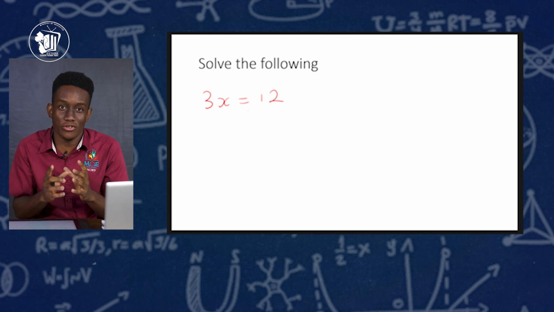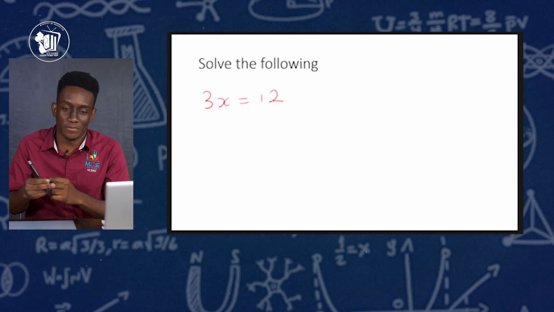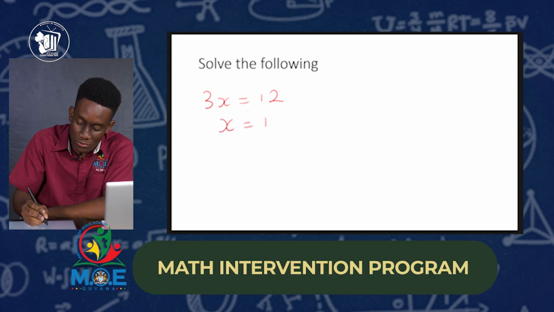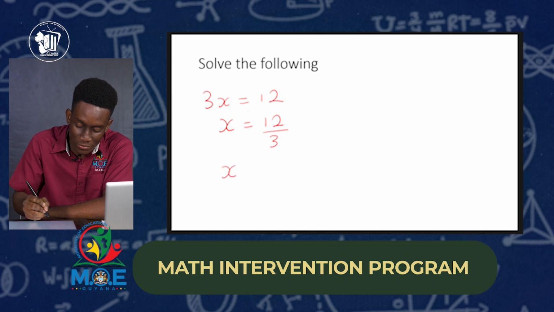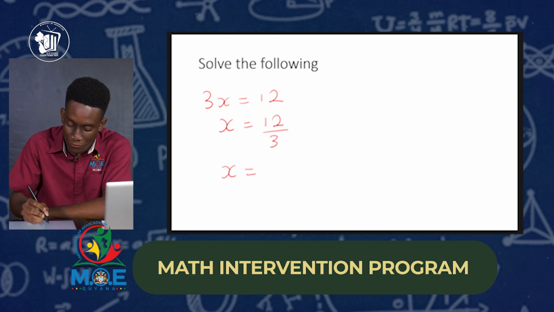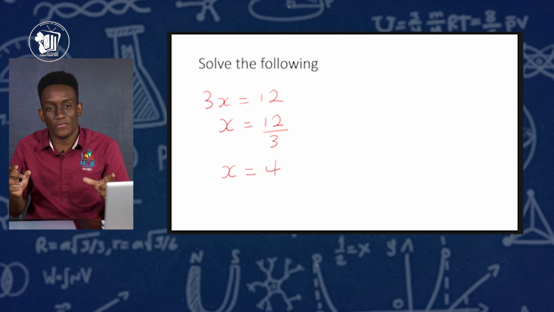So we take the 3 over the equal sign. The opposite of multiplication is division. So we'll have x is equal to 12 divided by 3. 12 divided by 3 will of course give you 4. So the value of x is 4.